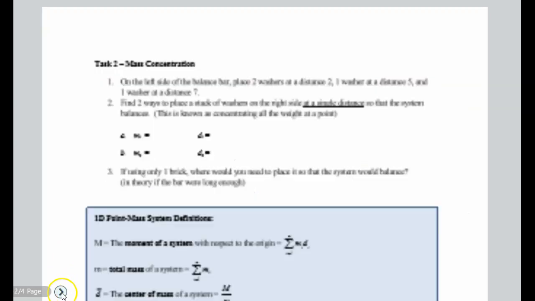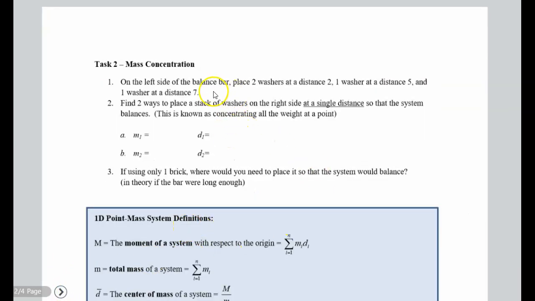All right, go ahead and go on to page 2 and start taking a look at this. So again, on the left side of the balance bar, there's some directions here where to put your washers. And then you want to find 2 ways to put a stack of washers on the right at a single distance so that the point balances. And the key thing is, you're just going to be calculating moments out and then trying to put those in. So that's the idea on those.